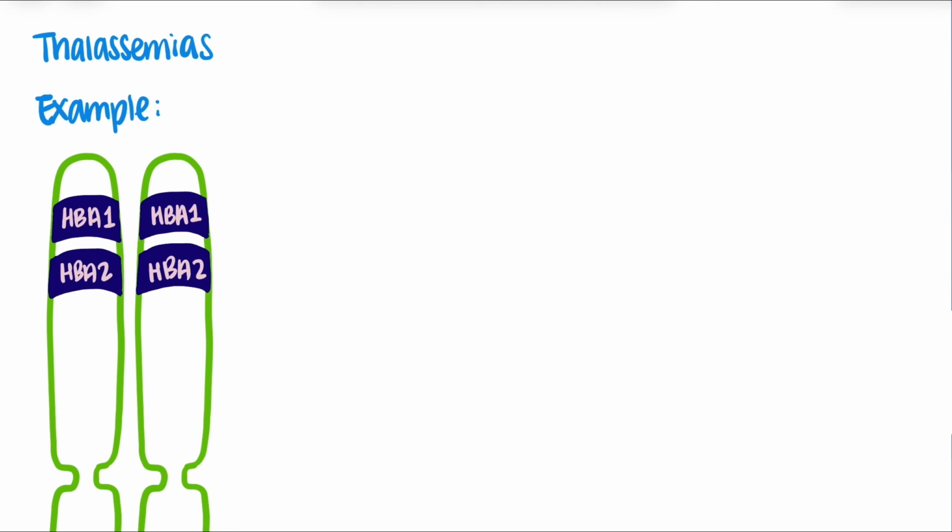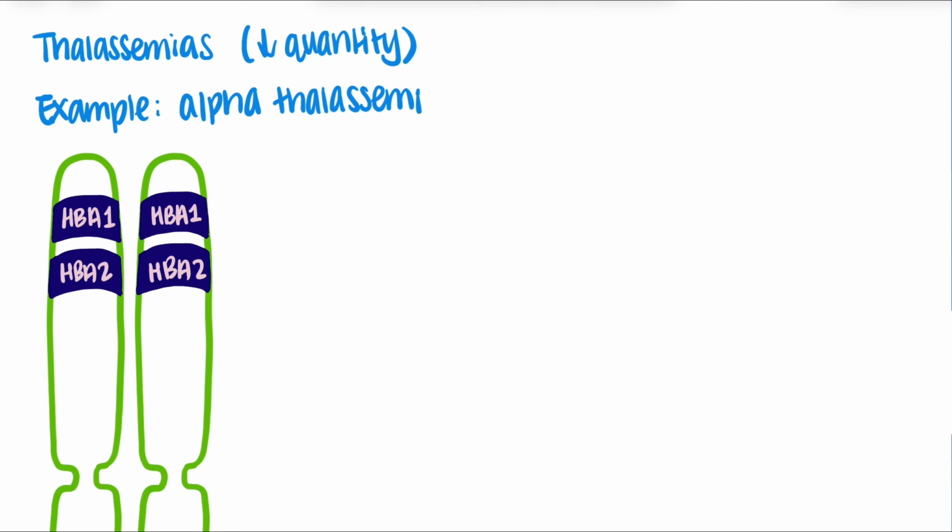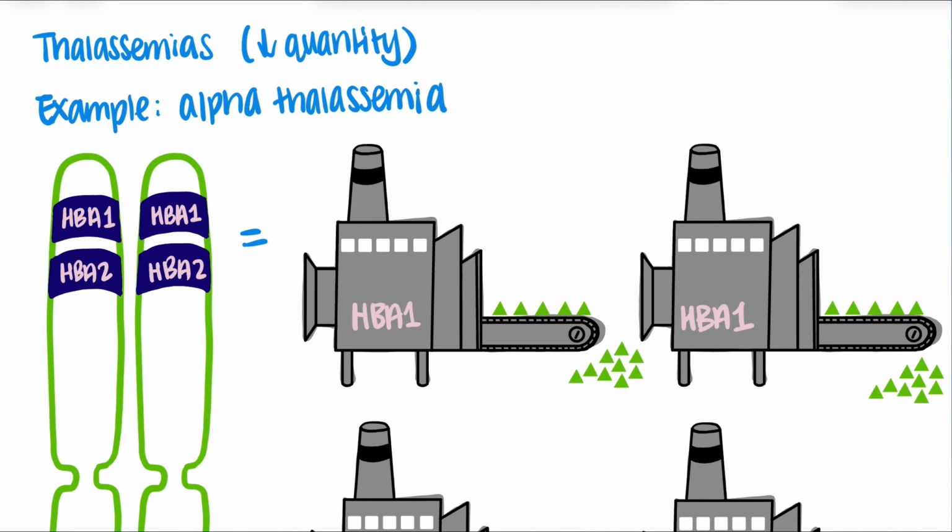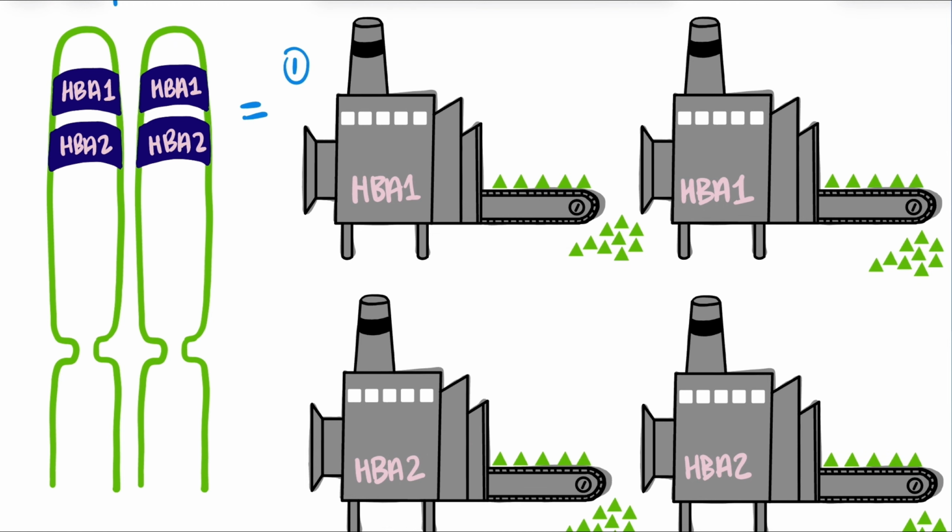Let's take a closer look at thalassemias first, which occur from genetic changes that lead to a decreased quantity in the number of globin chains being produced. Alpha thalassemia is one example of a genetic condition that is in this category, and it is marked by a reduction in the production of alpha globin chains. Remember when we talked about how there are 2 genes that are involved in making the alpha globins, HBA1 and HBA2. Each gene has 2 copies, so altogether there are 4 alpha globin making stations.